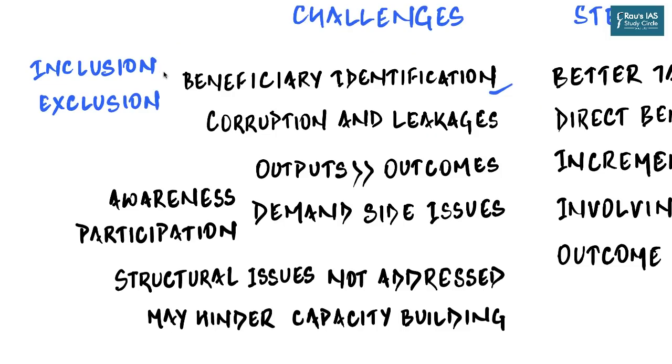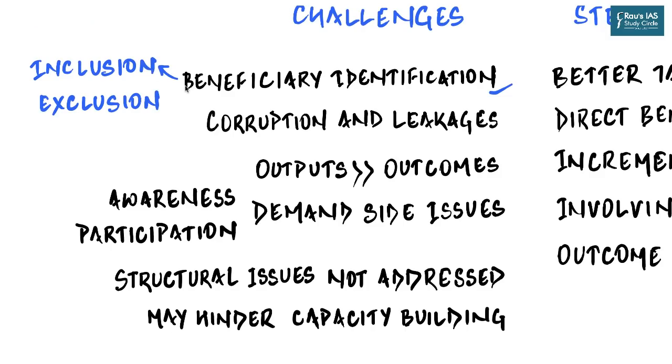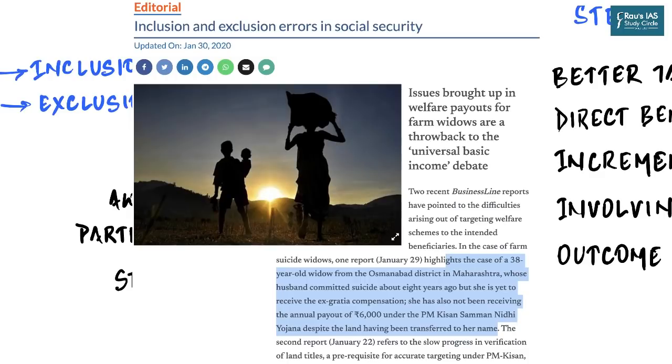So inclusion error means that a lot of people are getting the benefit of a particular scheme who should not be getting it. For example, people belonging to the above poverty line group getting free food. They are not the intended beneficiary of the targeted PDS or TPDS, but still they are getting it, and that is called an inclusion error. At the same time, there has been a lot of exclusion error in the welfare schemes that our country is running.